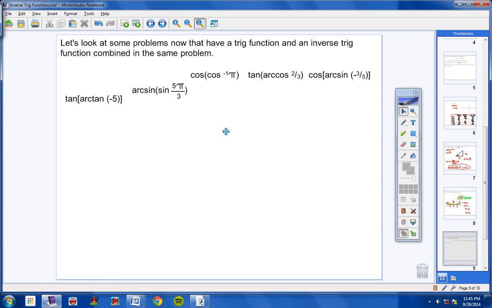Arc sine. Here we go. Now this one's a little different. Here, the arc function is on the outside, which is fine. We're going to start right here on the inside. Sine of 5 pi over 3. Now I think it'd be easier if the first thing we do is change the 5 pi over 3 to degrees. It could help all of us. So we're going to get 300 degrees. So now we're going to find the sine of 300 degrees.